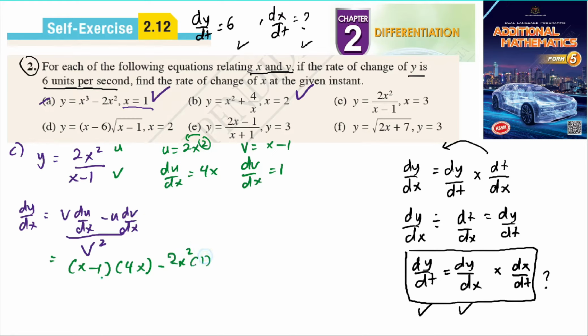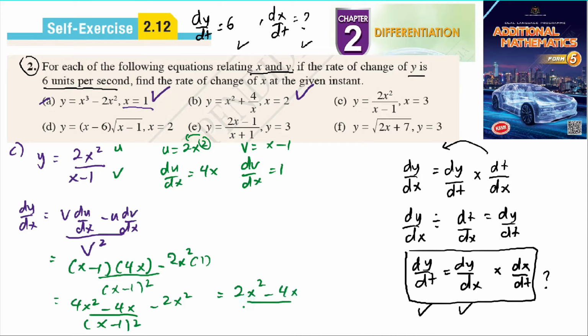So here, x minus 1 times 4x, you get 4x squared minus 4x, then negative 1 times 2x squared, minus 2x squared, divided by x minus 1 squared. So 4x squared minus 2x squared, we get 2x squared minus 4x, divided by x minus 1 squared.